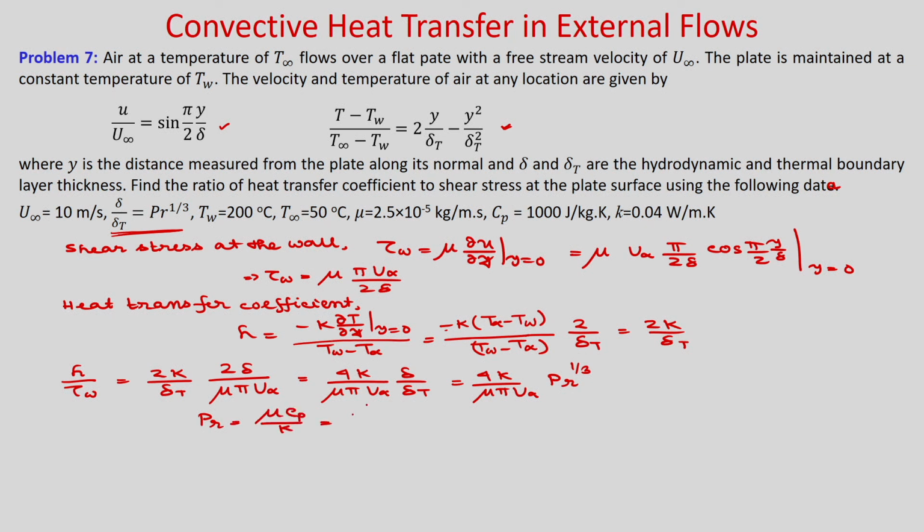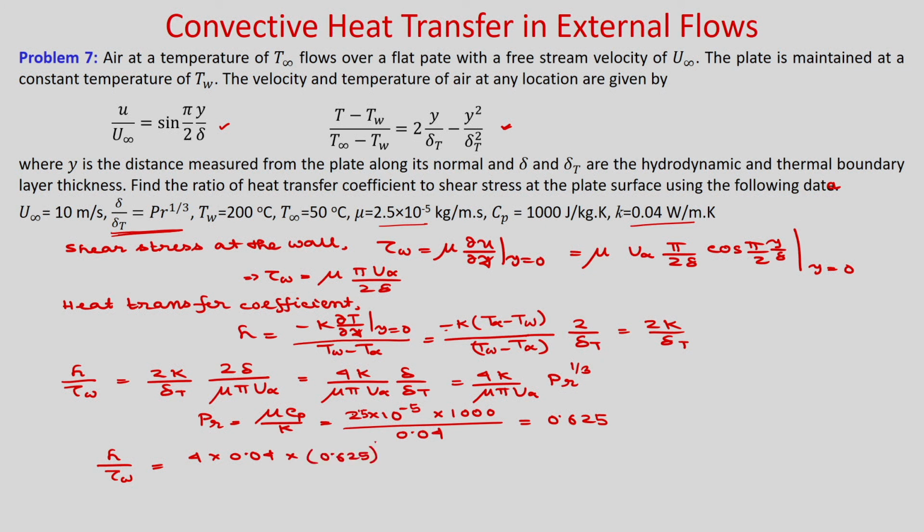So, mu is 2.5 into 10 to the power minus 5 into Cp, Cp is 1000 joule per kg Kelvin. So, this is your 1000 divided by k, k is your thermal conductivity, this is your 0.04. Okay. So, 0.04. So, if you calculate you will get 0.625.